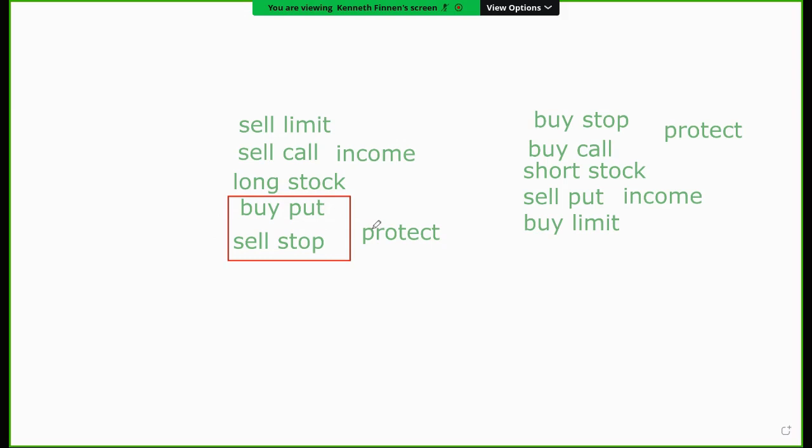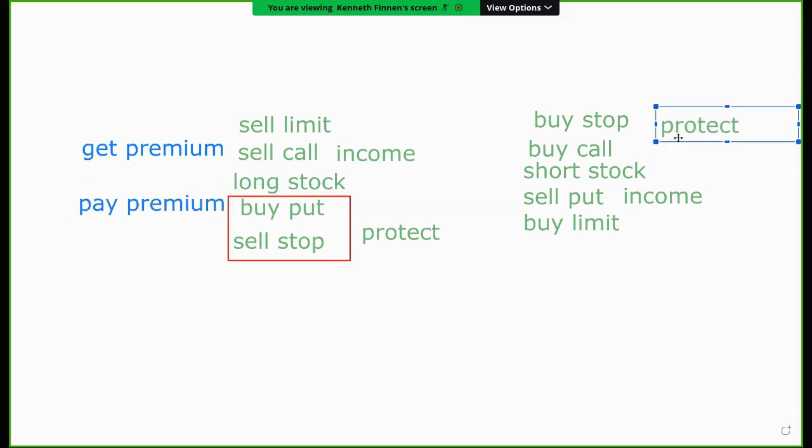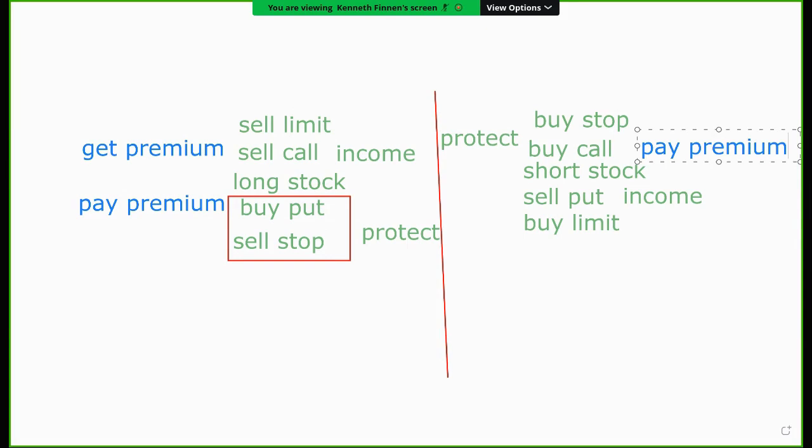Do you have to pay a premium for the call? When you buy an option, you pay the premium. So just understand, when you sell a call, you get premium. When you buy a put or buy an option, you pay the premium. Like you buy insurance, you don't sell it, okay? And then over here, when you buy a call, you pay the premium. When you sell a put, you get the premium.